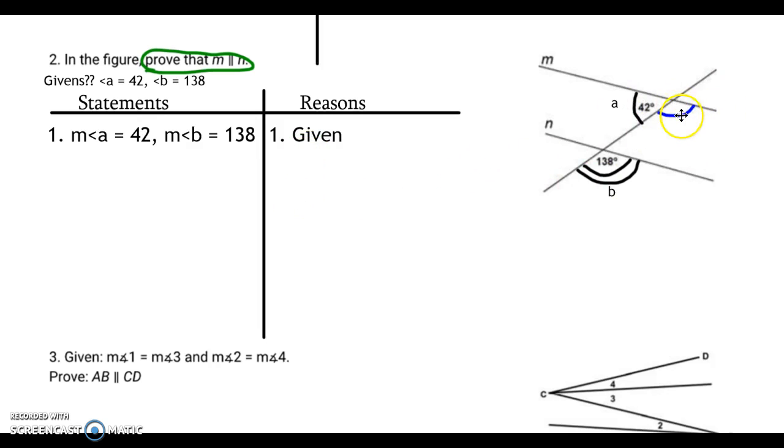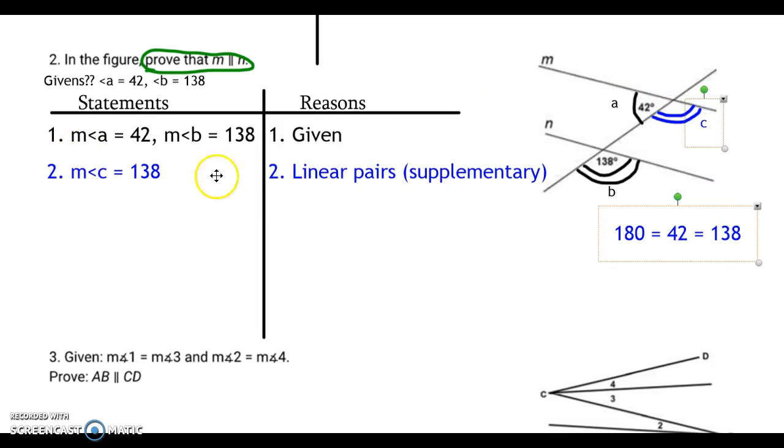The next thing I notice is that this angle here is going to be supplementary with angle A. I don't have a name for it, so I'll name it C. I'll put that over there. Since these two are supplementary, I could do 180 minus 42 is equal to 138. So my next statement was that the measure of angle C is equal to 138 because of linear pairs, supplementary.